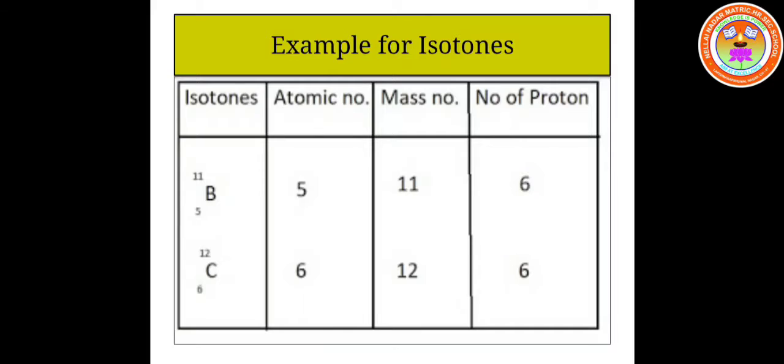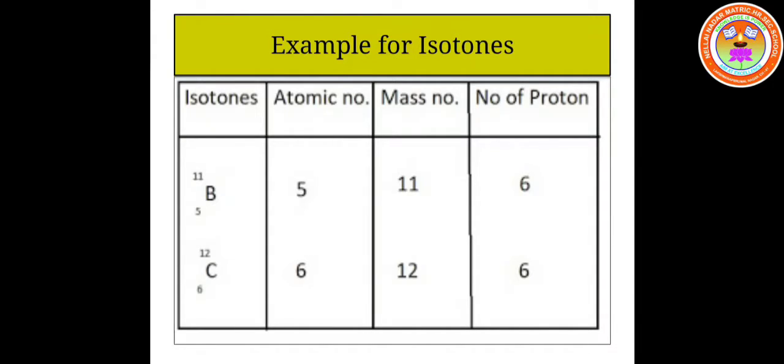So they are different in their atomic numbers and also mass numbers. Now we are going to calculate the number of neutrons present in these two elements. How to calculate the number of neutrons in an element? When we subtract the atomic number of that element from its mass number, we derive the total number of neutrons present in that element. Okay. So for boron, atomic number is 5, mass number is 11. So 11 minus 5 is equal to 6. So 6 is the number of neutrons present in boron.